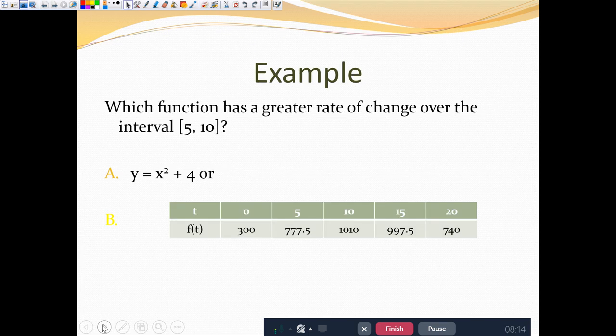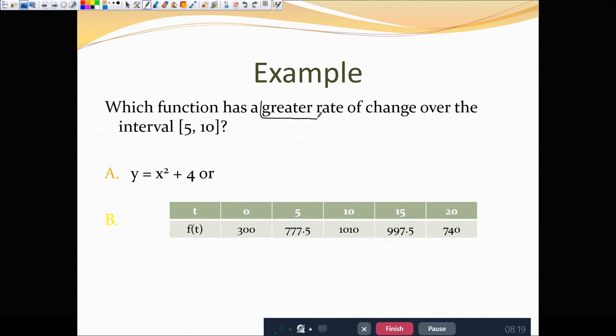So our first one, though, is asking us for the greater, so we're looking for larger, rate of change, so slope, with the interval from 5 to 10. So we're only looking at the values of 5 and 10, okay?